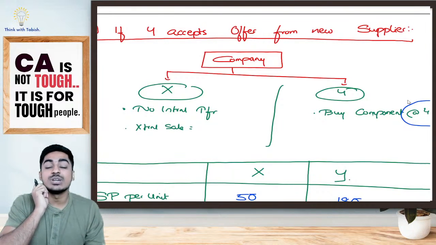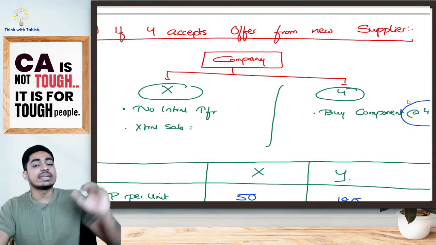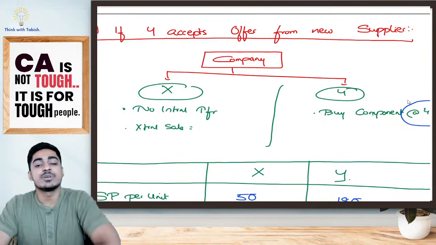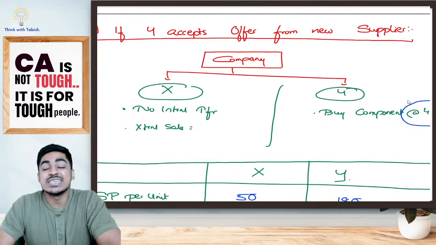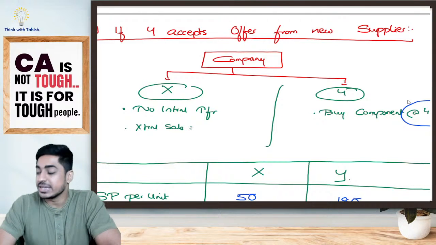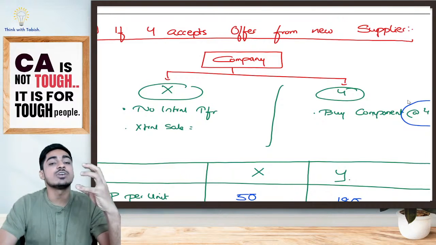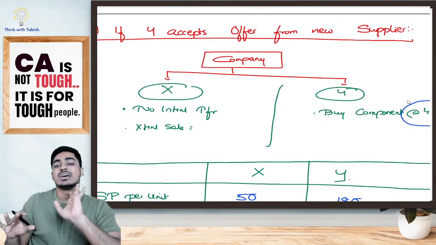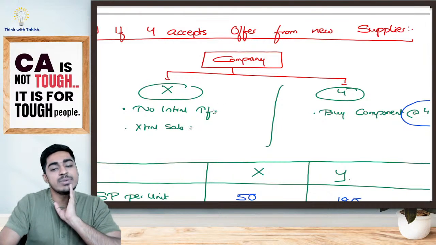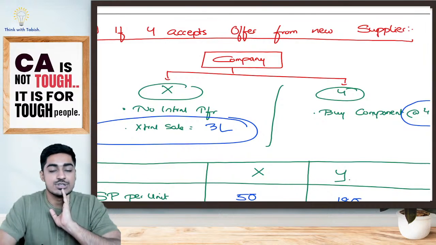For division X, what is happening? At present, it was making internal transfer. But if Y is buying from outside, X will tell, okay, I will not make internal transfer. So how much external sales will I be in a position to make? External demand was 3 lakh. Previously also I had a demand of 3 lakh, but 40,000 I had to sacrifice because I was making internal transfer. Now because I don't have internal transfer, I'll make the complete 3 lakh. Clear? Yes.